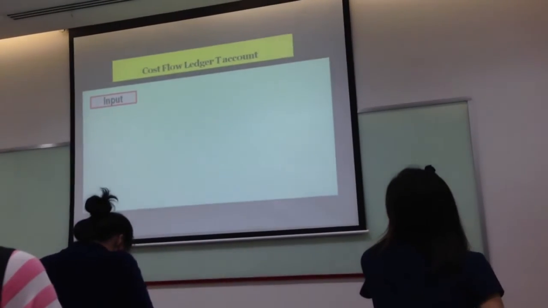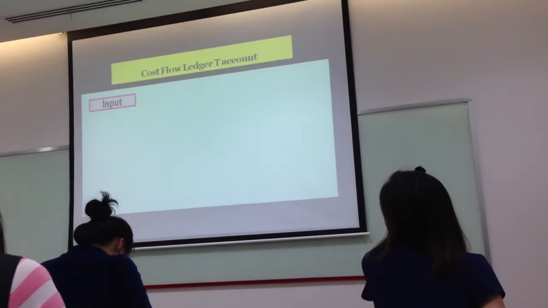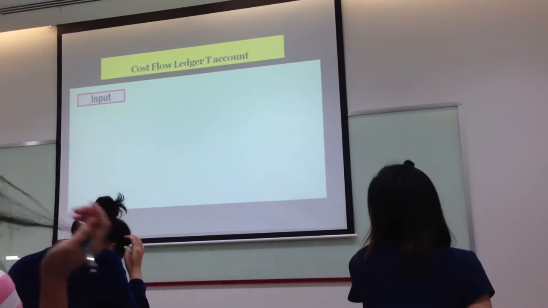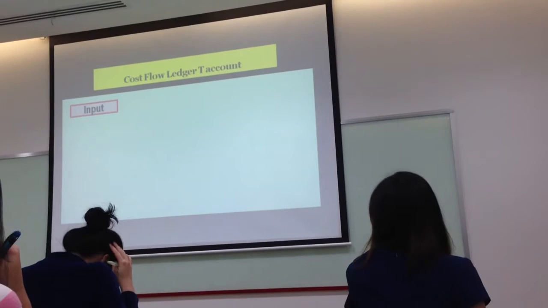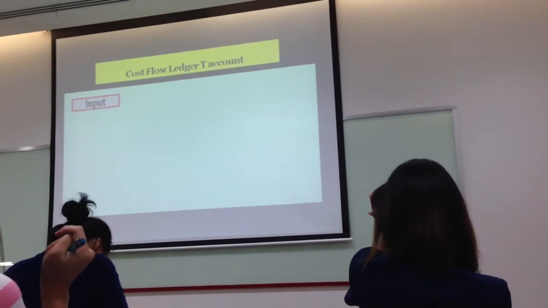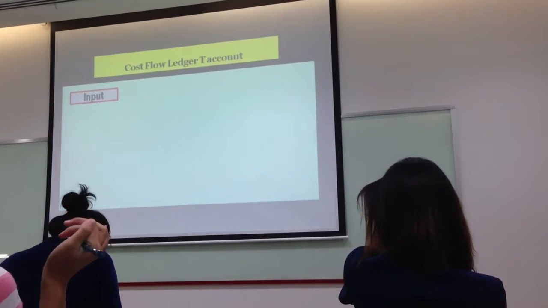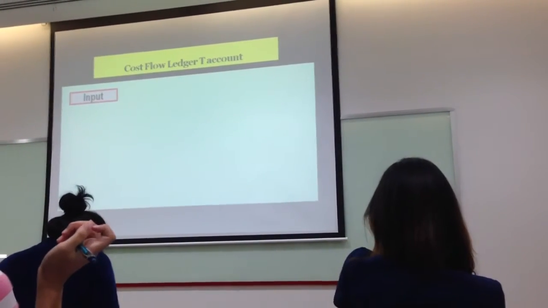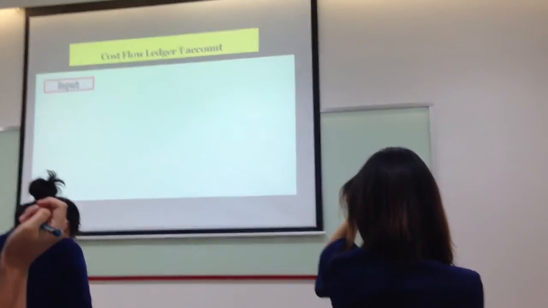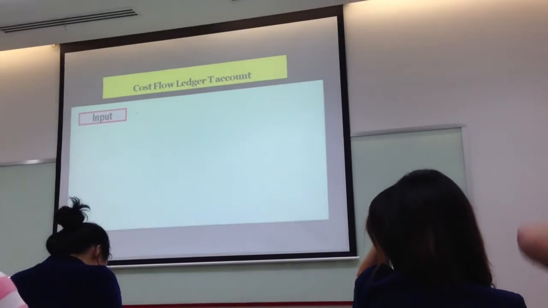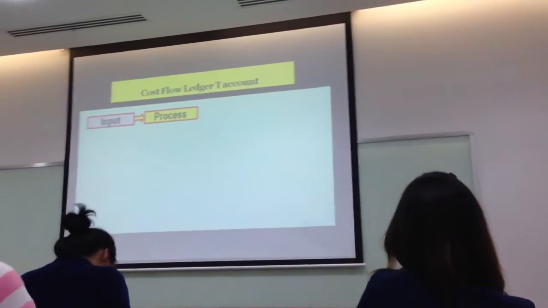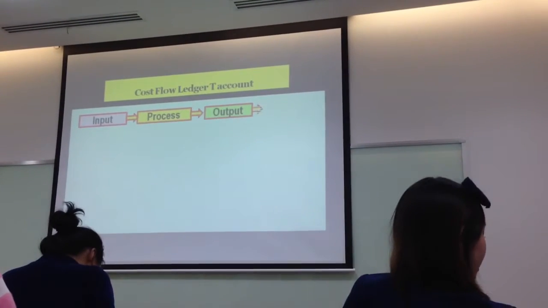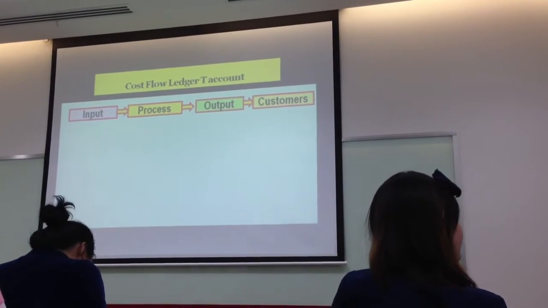And therefore, in order to do that, we make it more common. That is a common pattern to study the concept, and we can apply it to any company. And that's why I use the ledger. So the flow of production, I have divided into four stages. Number one, input, followed by process, followed by output, and the last is customer.